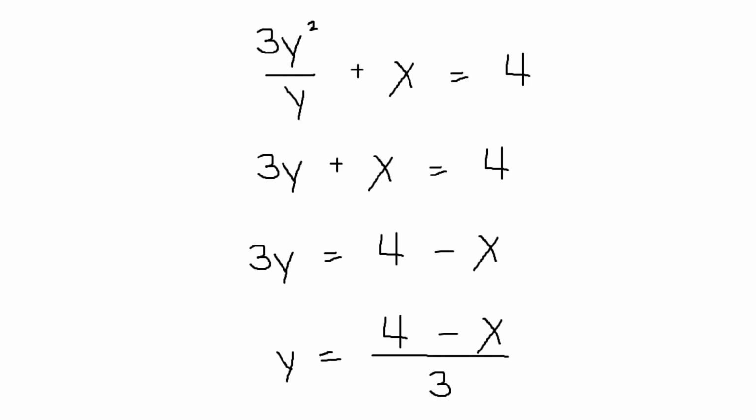But that isn't always the case when you see a y squared. Looking at this example, we see that there's a y in the denominator and a y squared in the numerator. These eventually will cancel out, leaving us with 3y, which gives us an actual function.